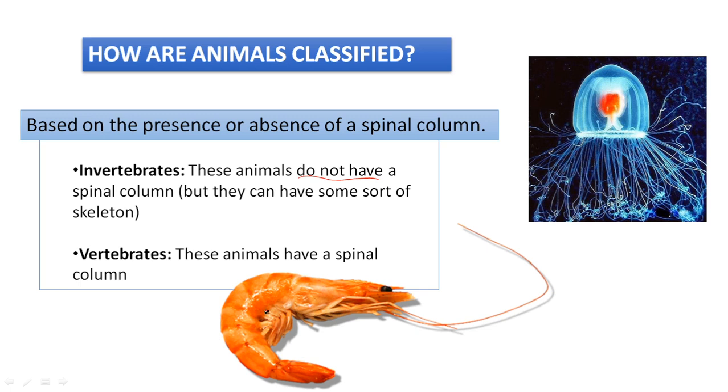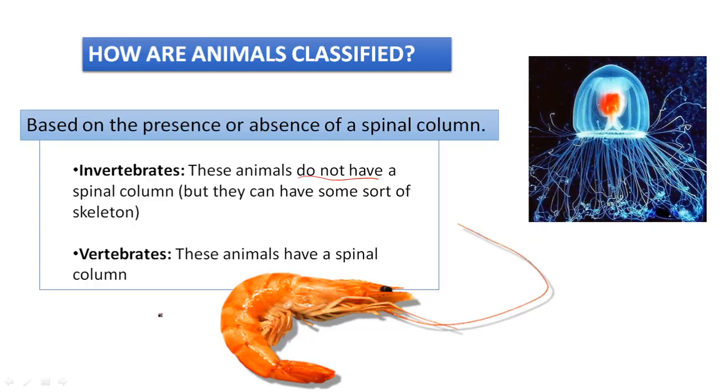For example, shrimp. If you have eaten a shrimp, you need to peel this outer shell that is called exoskeleton. It's like the armor of a knight. So this is an external skeleton, right? But they are considered invertebrates because these animals don't have a spinal column made of bones, right? Then we have the vertebrates. These animals have a spinal column.